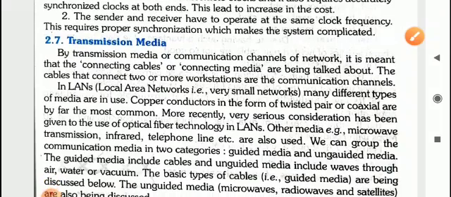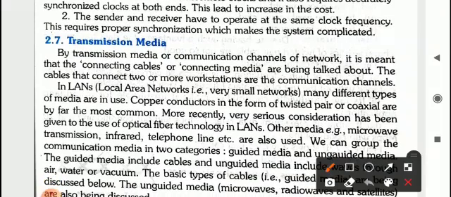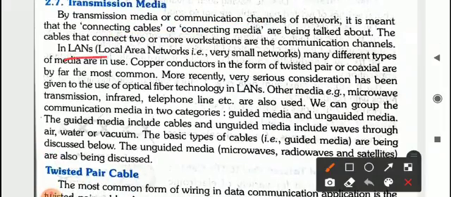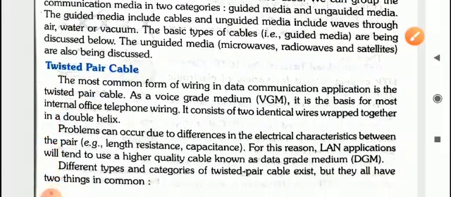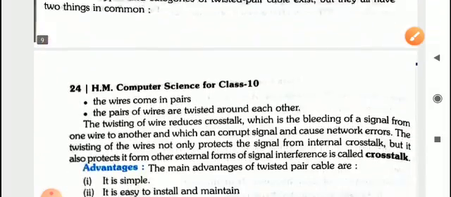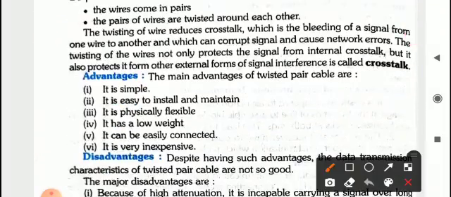Okay. Next we have transmission media. Transmission media is the cable or wire that is being used for data transmission, like LAN. In this, many different types of media are used, like copper conductors in the form of twisted pair or coaxial cable. So there are various types of transmission media. One is twisted pair cable, where wires are twisted around each other.